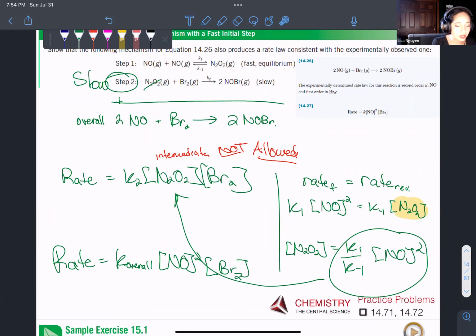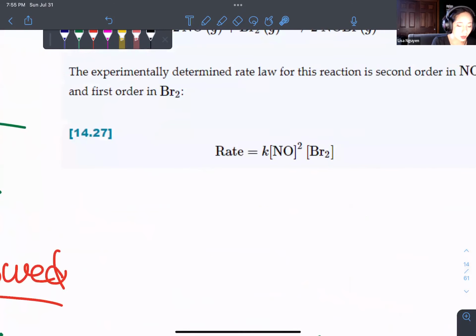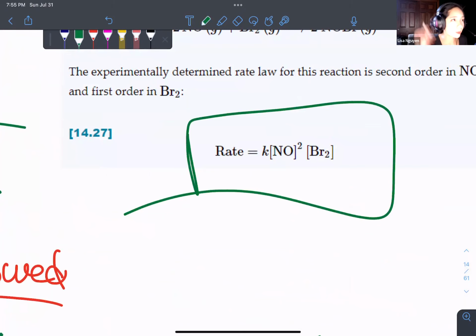And so the last part of this question asks: is this mechanism, with us dictating that the slow step is the second step, consistent with the experimentally determined rate law? So we got second order in NO, first order in Br2. If this is the experimentally determined rate law from the book, I took all these from the book, then yes, the mechanism is consistent with the experimentally determined rate law.